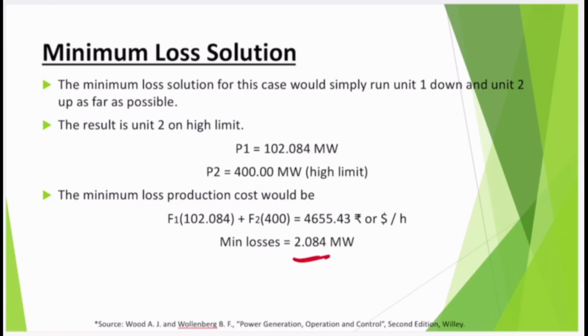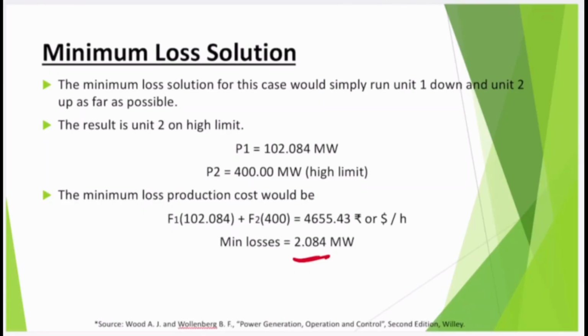So we have seen 3 examples. In one example the loss is 12, in another example the loss is 6, and in another example the loss is 2 megawatt, but the cost increased from 463 to 466 to 4655. So one interesting conclusion that we can derive here is that the losses and the cost are dependent. If you compromise your cost, you can reduce the losses. And if you do not compromise your cost, then you will increase your loss, but you can minimize the cost. So the characteristics are quite interesting. It will look like this.